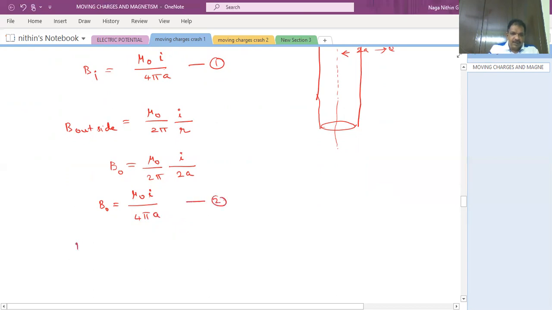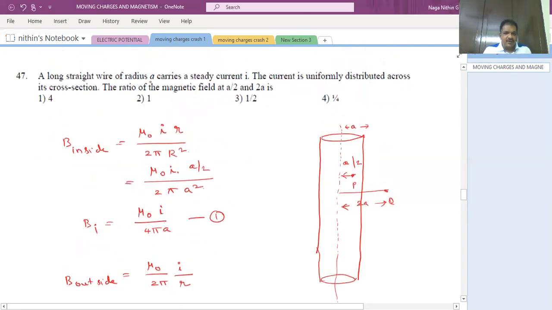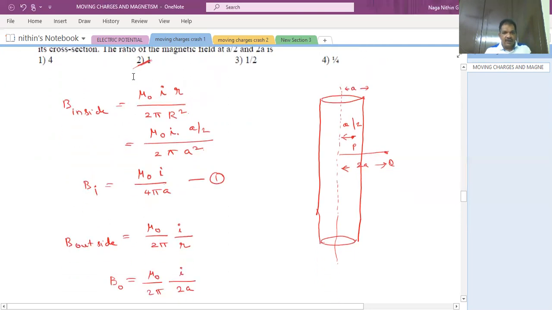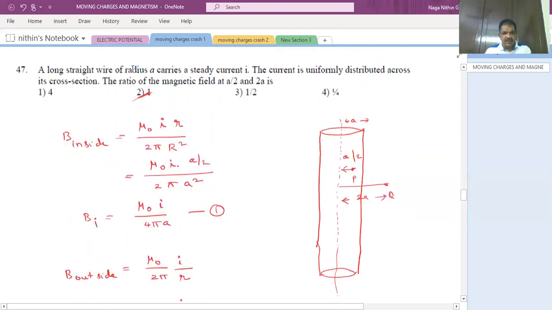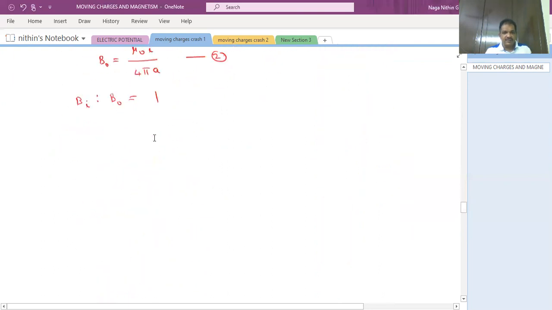Then Bi to Bo is equal to 1. Both are the same only, na? So this value will be 1. This is the second option. I think in the material provided to you, the answer was given as wrong. Modify it as equation 1. I cross-checked once again. This is the answer.